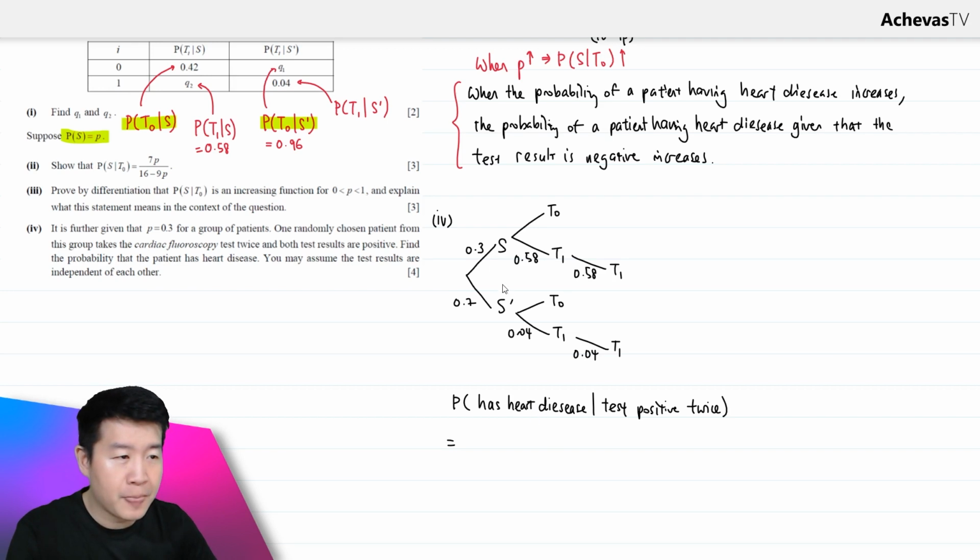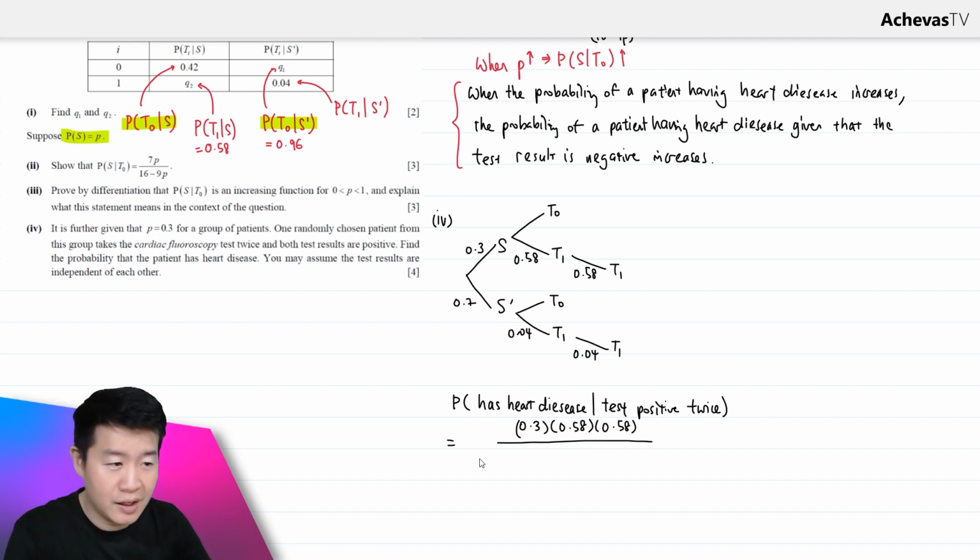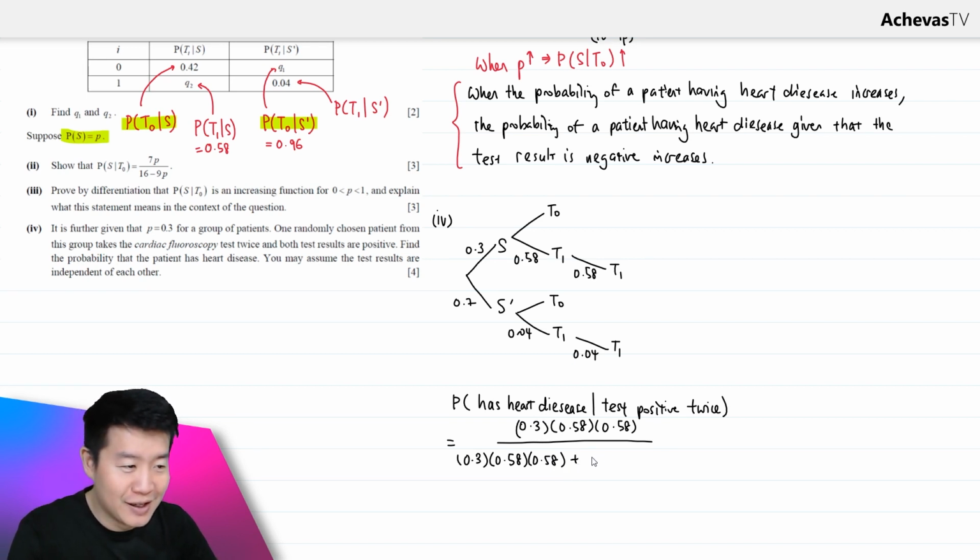For the numerator, having heart disease and being tested positive twice will be 0.3 multiplied by 0.58 multiplied by 0.58 again, divided by the probability of someone being tested positive twice. It will be someone having heart disease and being tested positive twice, or, with the unreliability, someone having no heart disease but being tested positive twice. And this is going to be equal to 0.989.